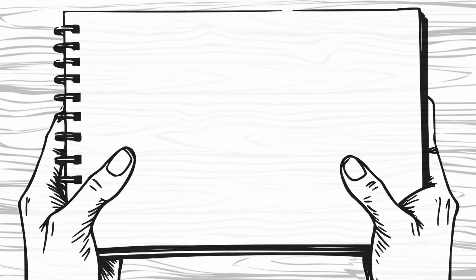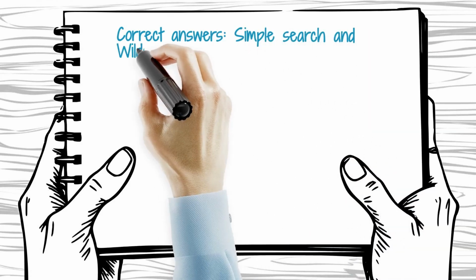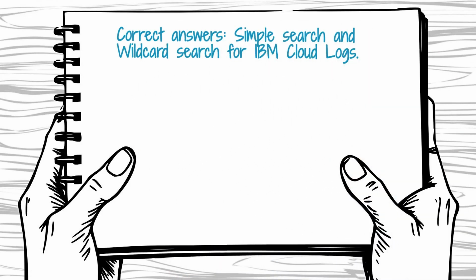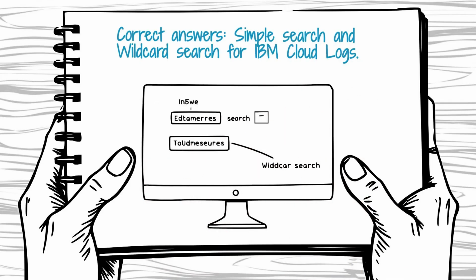Correct answer: A. Simple Search, C. Wildcard Search. IBM Cloud Logs offers a variety of powerful search capabilities: Simple Boolean Search, Free Text Search, a.k.a. Simple Search. This allows you to search for terms across all fields in your log data. Wildcard search. IBM Cloud Logs supports wildcard characters, for single character and multiple characters within its Lucene-based queries.